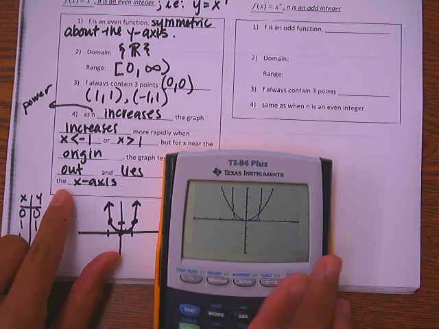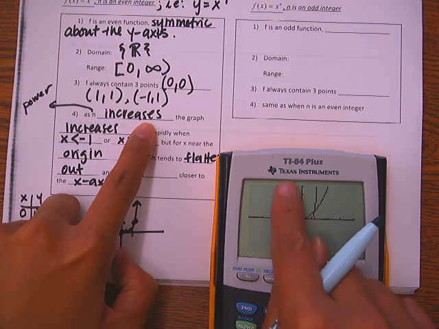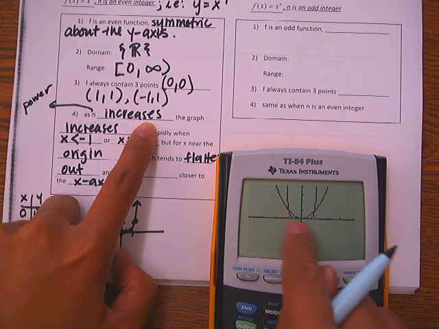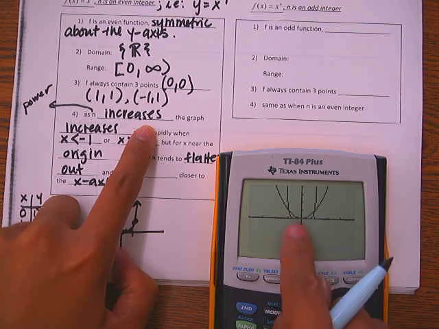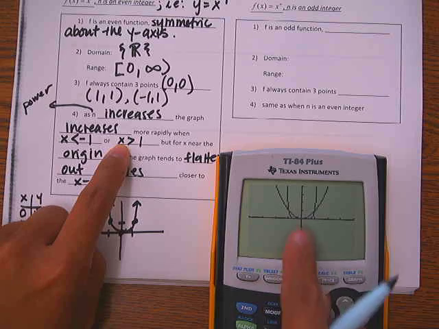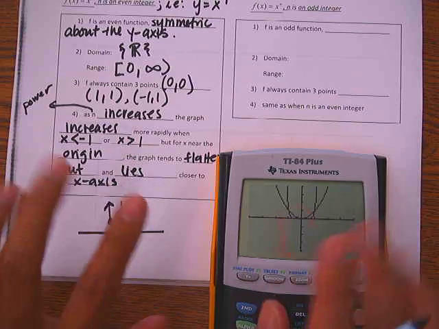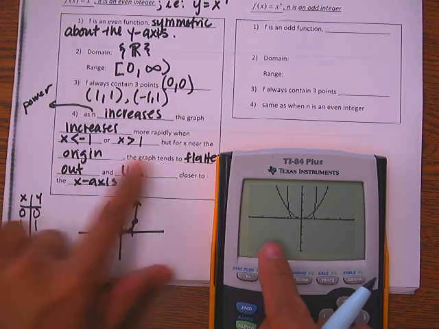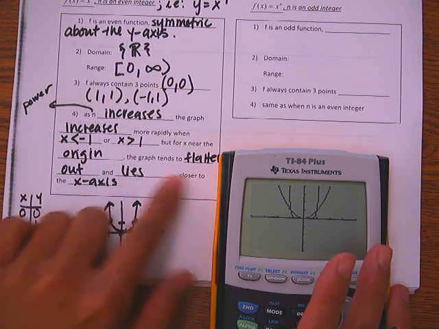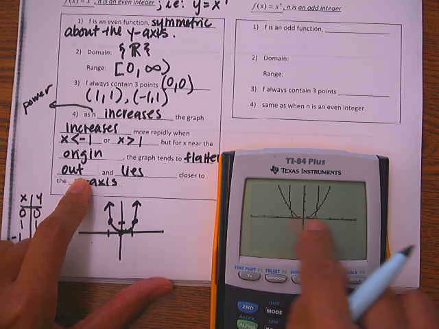As n increases, notice how this U-shape is my x to the 10th. Notice how it shoots up so fast, and it increases faster as x approaches something larger than 1, or something smaller than -1. But here's an interesting piece: near the origin, which is this piece right here, the graph tends to flatten out. That means when x is to the 10th, I'm very much closer to the x-axis.